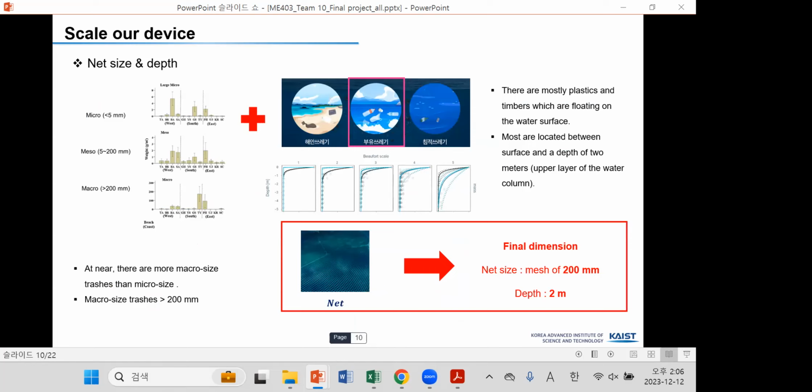So the first one is about net size and depth. As I mentioned before, since most of the marine debris is macro-sized debris, which is larger than 200 millimeter, we decided our net mesh size as 200 millimeter. And since most of the debris are timbers and plastics, they are located at depths of less than 2 meter. So we decided our net depth as 2 meter.